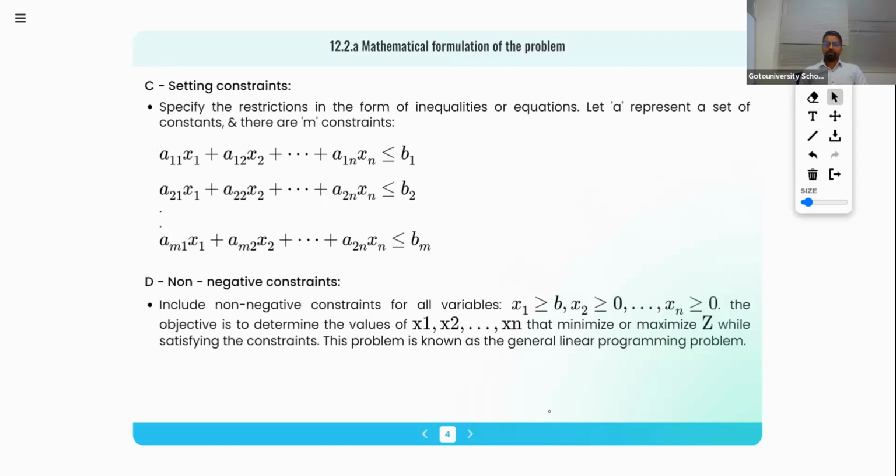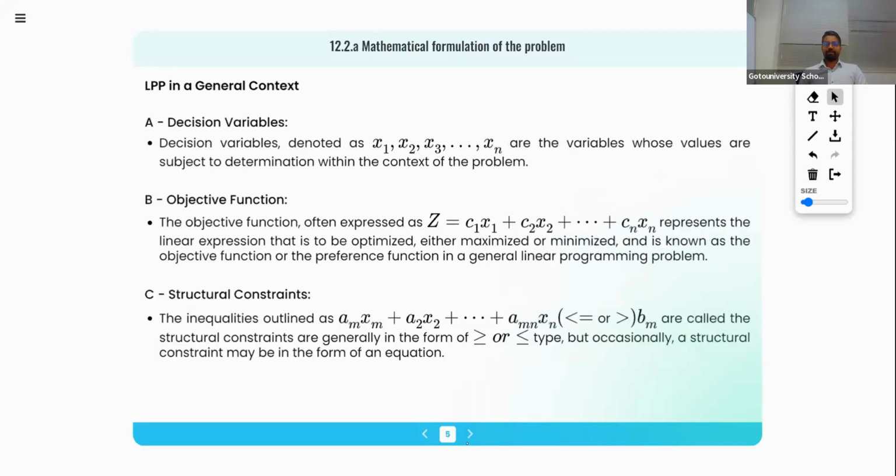Okay, so when you do all these things, we will end up with the proper equations for the LPP in a general context that we'll understand now. Decision variables are denoted by x1, x2, x3 till xn. Generally, our problems will have only x and y. Very rarely we'll have z, because with z we'll have three dimensions, which we are not attempting, right? So we are only having a two dimension LPP.